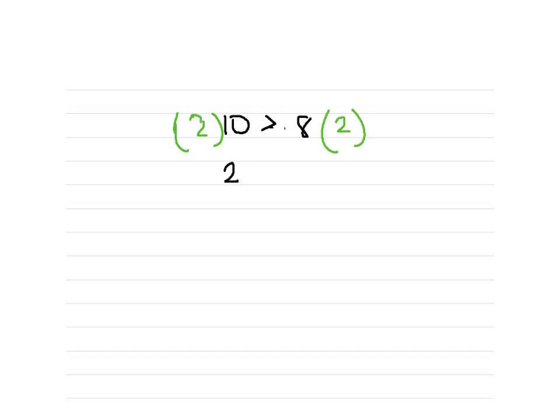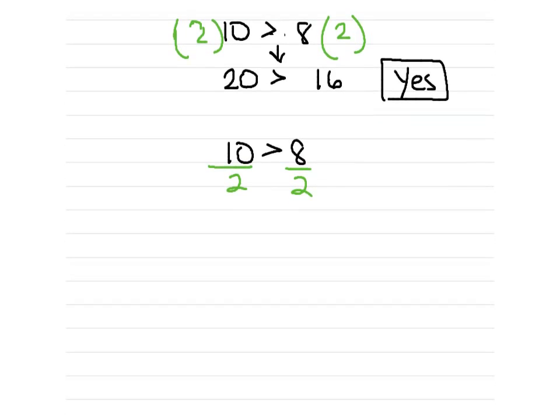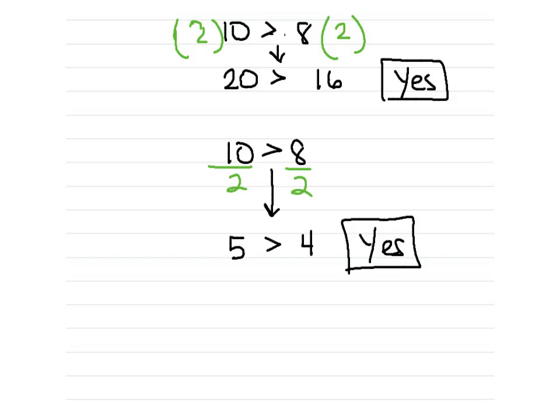2 times 10 is 20. 8 times 2 is 16. Is it true that 20 is greater than 16? And the answer is yes. So I multiplied both sides by a positive number, and my inequality remained true. Okay? Let's try this one. Same inequality, 10 is greater than 8. This time, let's try dividing both sides by a positive number. Divide both sides by 2, positive 2. We get 5 and 4. Is it true that 5 is greater than 4? The answer is yes. So again, if I'm multiplying or dividing by a positive number, notice that the inequality remains true.